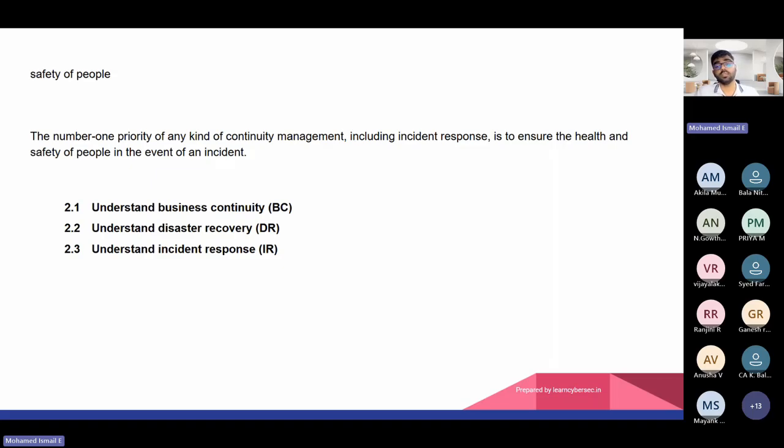So among the three, business continuity, disaster recovery, and incident response, people safety is on top. If you have seen any tricky questions talking about people safety or human safety, you need to select, among any process, human safety first, because human life is more important than the system or business or process. So that's the reason I put this on top.